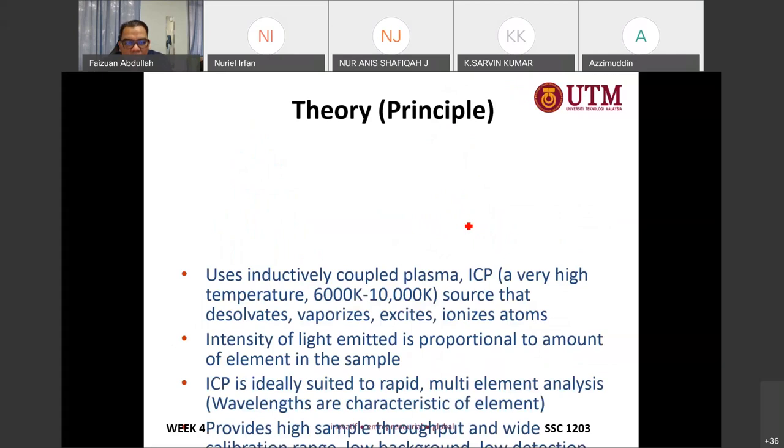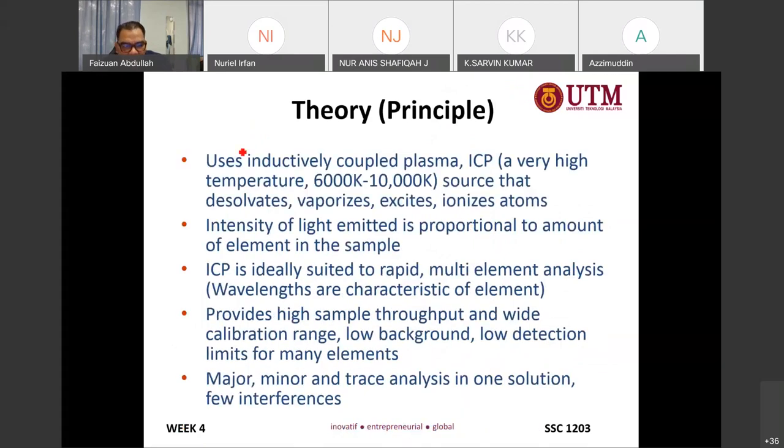Okay, so the theory of ICP-OES. For the atomizer, it uses inductively coupled plasma, ICP, with a very high temperature, 6,000 Kelvin to 10,000 Kelvin. I need someone to convert from Kelvin to degrees Celsius. How much is 6,000 Kelvin in Celsius? Please convert.